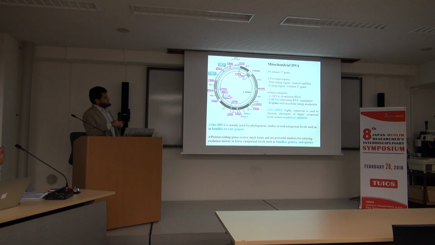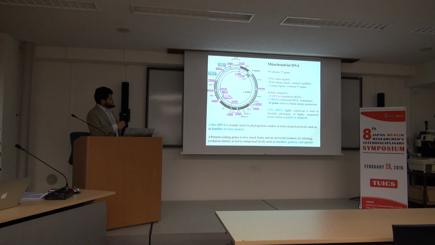This 12S rDNA is highly conserved. You can find similarity or identity from bacteria all the way to human beings. So this type of gene is used for phylogenetic study at higher categorical levels, such as phylum and subphylum. And 16S rDNA is also used for phylogenetic analysis, but at the mid categorical level, such as families or genera.